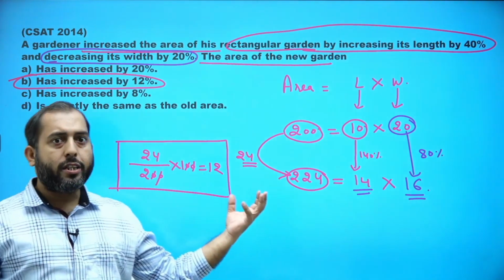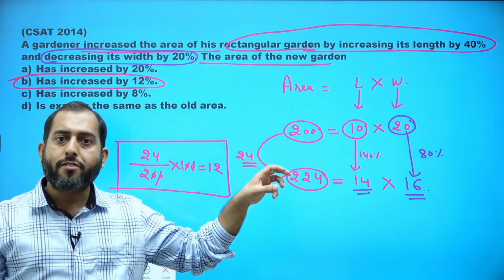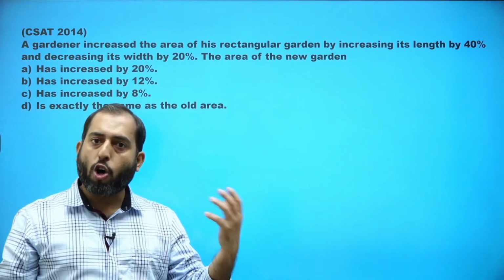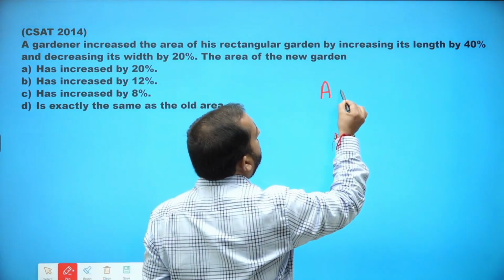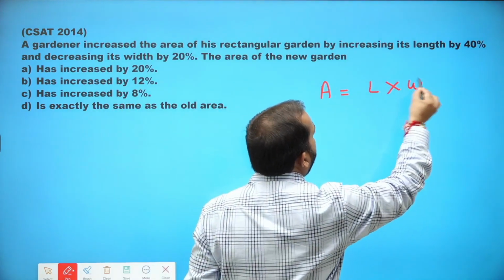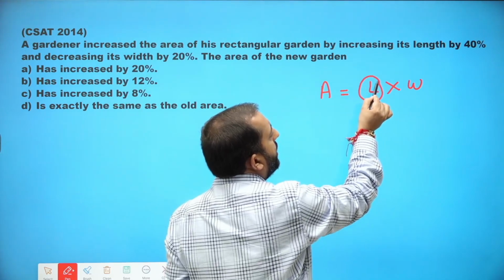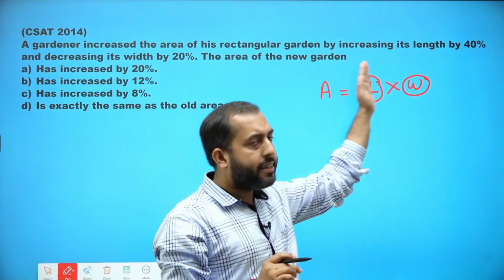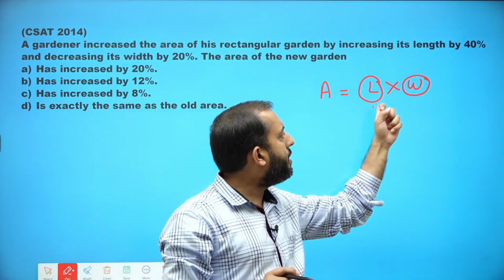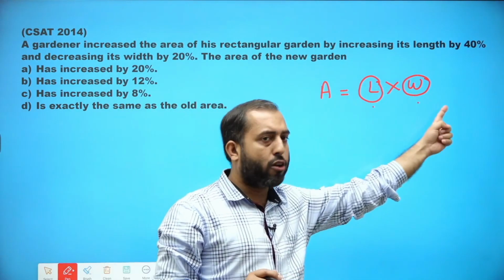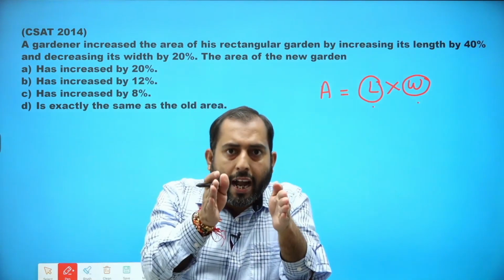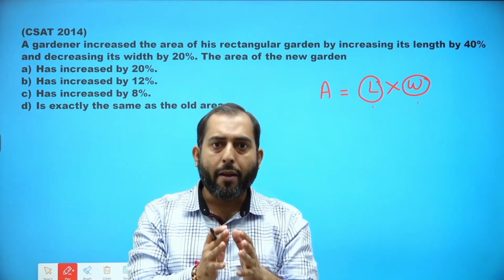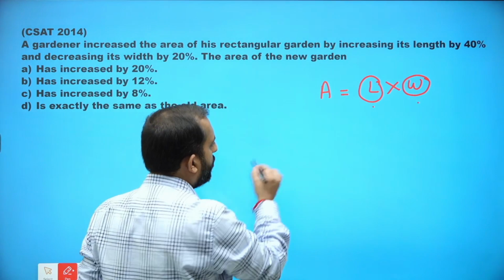Now, in this question, we can apply that shortcut of successive change also. Do remember why the shortcut is applicable. Because in this question, area is equal to length into breadth. Length is being changed and width is being changed, and the change is happening on the right side of the equality, and area is the product of them. So when two things are in a product and those two things are being changed, in these kinds of scenarios we can again apply that formula of successive change.